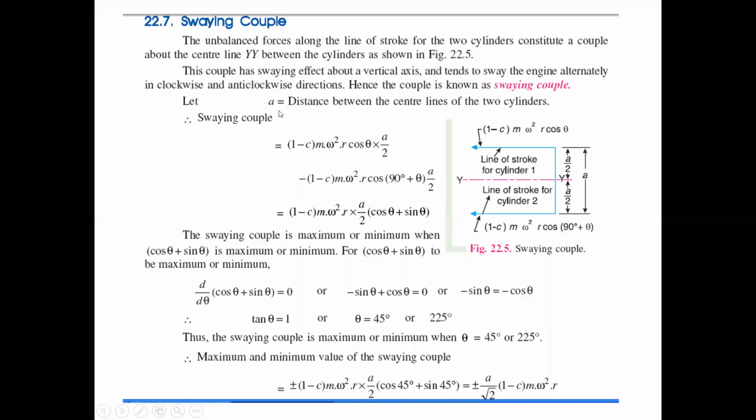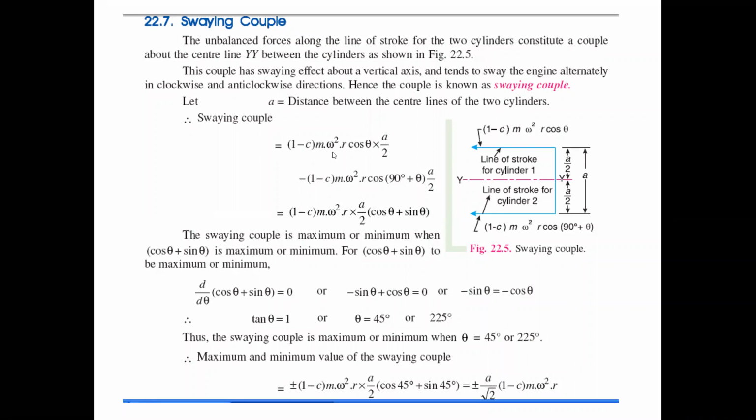Now in this, the symbol notation is there. Small a equals the distance between the center lines of the two cylinders. Now we are going to write our swaying couple.